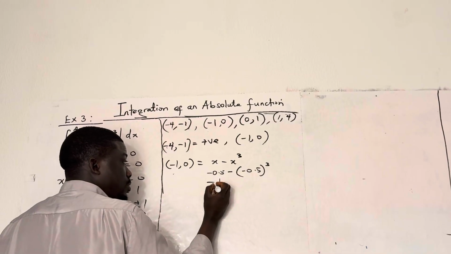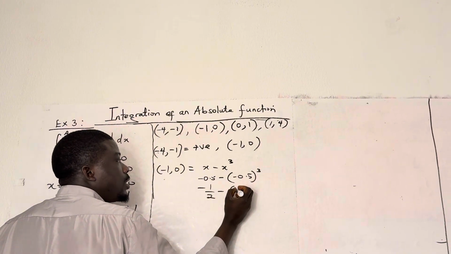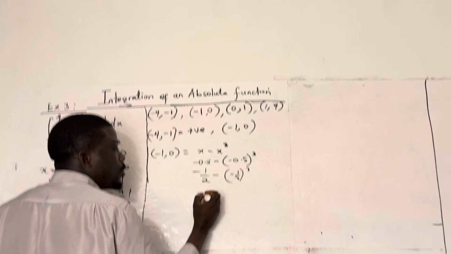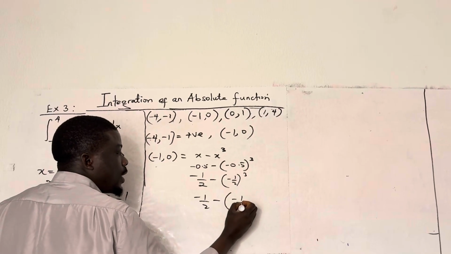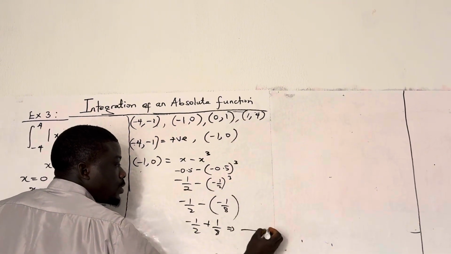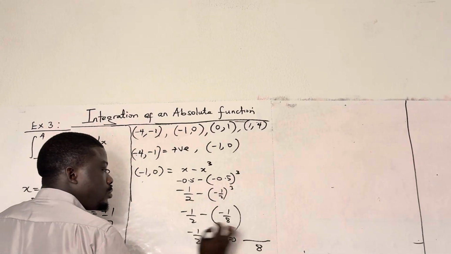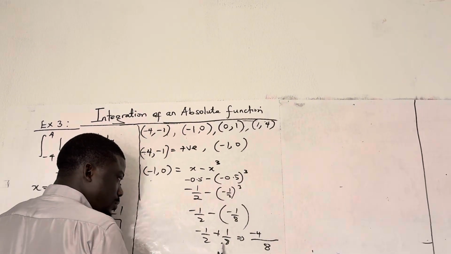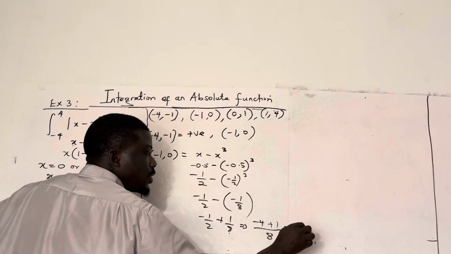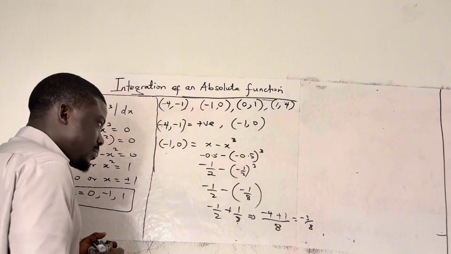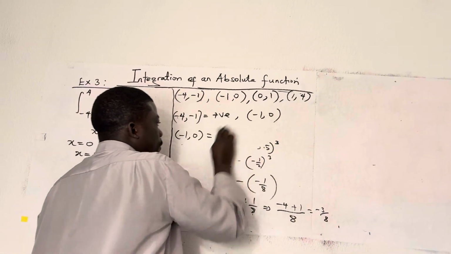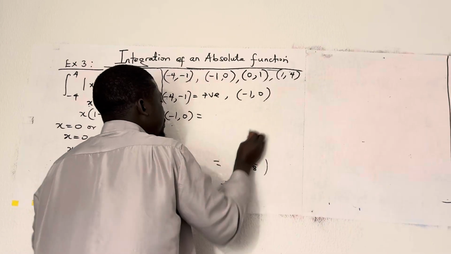Let me write it in fraction. Minus half minus minus 1 all over 2 cubed. That will give us minus 1 all over 8, which is half plus 1 over 8. Right? So 4 minus 4 plus, that will be 1. So we have minus 3 all over 8, which is negative. So we got minus 1 to 0 as a negative value. So this is negative.